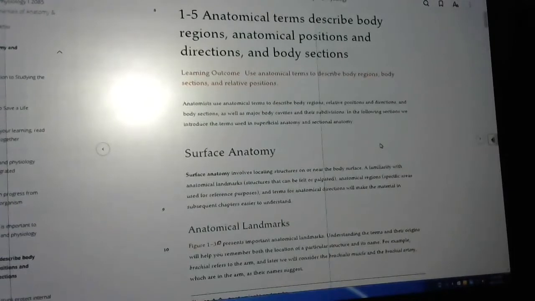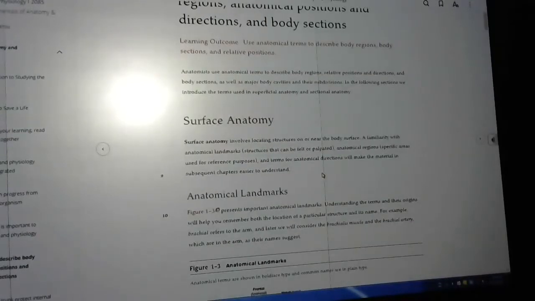All right, so anatomical terms describe body regions. This is section 1.5. Terms describe body regions, anatomical positions, and directions, and body sections. So surface anatomy involves locating structures on or near the body surface, and familiarity with anatomical landmarks.